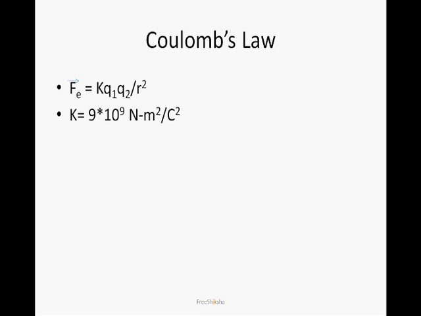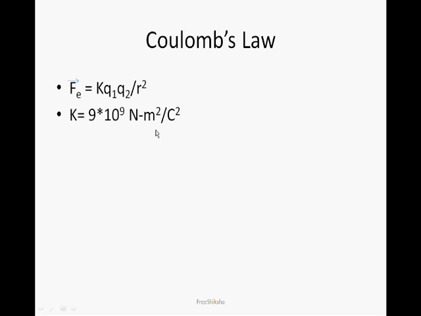So Fe, the electric force, is going to be k q1 q2 divided by r squared, where q1 and q2 are two charges placed close by or wherever, and r is the distance between them. k has a value of 9 × 10^9, and the unit of it is Newton meter square per coulomb square.